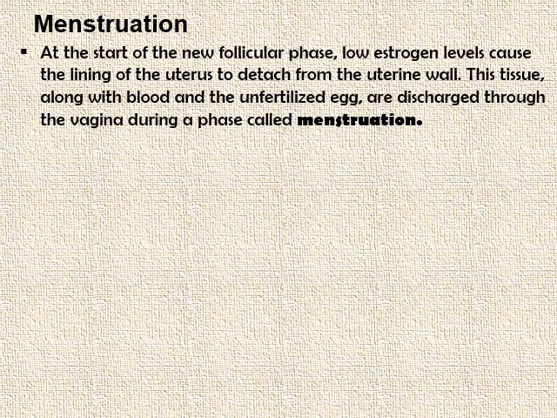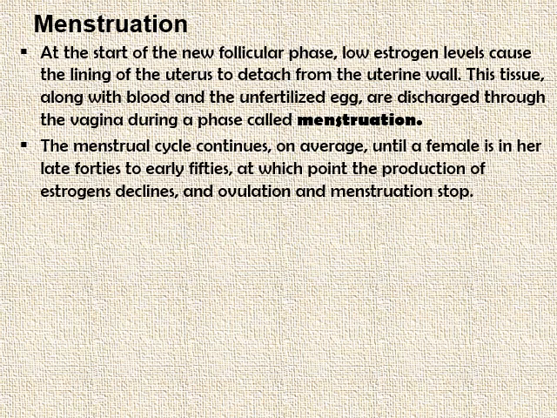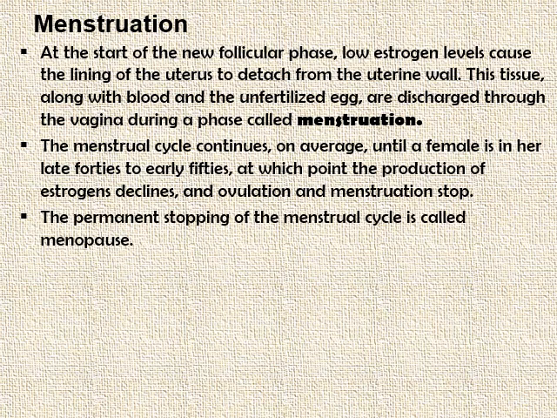Menstruation. At the start of the new follicular phase, low estrogen levels cause the lining of the uterus to detach from the uterine wall. This tissue, along with blood and the unfertilized egg, is discharged through the vagina during a phase called menstruation. The menstrual cycle continues on average until a female is in her late 40s to early 50s, at which point the production of estrogen declines and ovulation and menstruation stop. The permanent stopping of the menstrual cycle is called menopause.